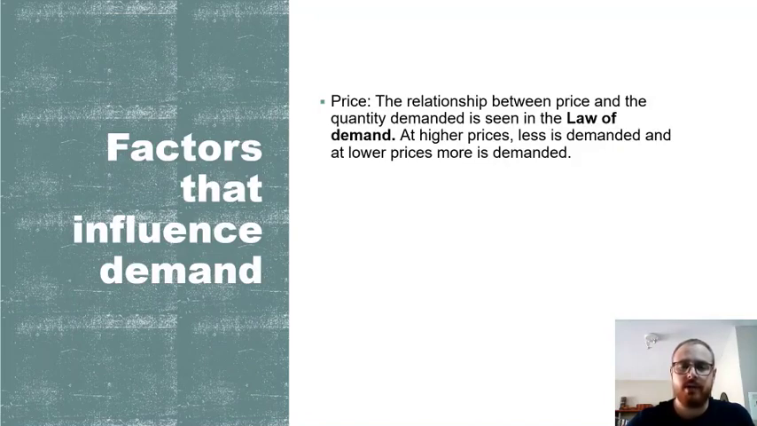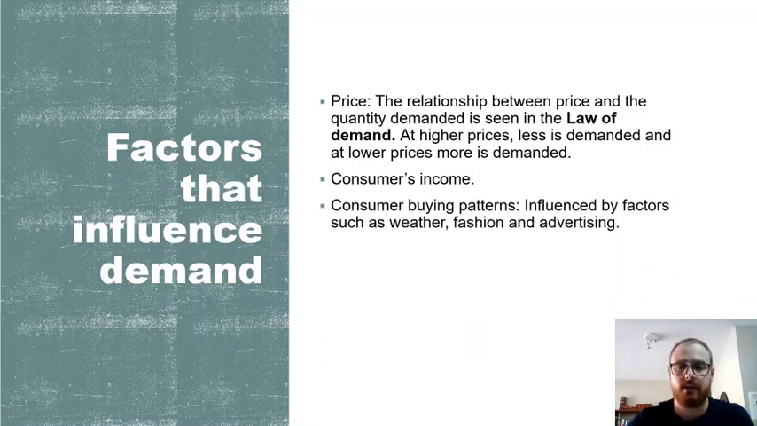Price. The relationship between price and the quantity demanded is seen in the law of demand. At higher prices, less is demanded, and at lower prices, more is demanded. For example, your favorite pair of jeans, if that jean is cheap, you are most likely to buy more compared to when that jean is much more expensive. Consumers' income levels. If people have more money, they will buy more compared to when they don't have money.